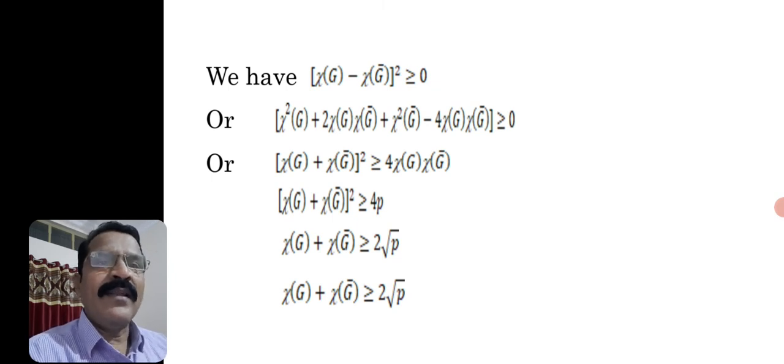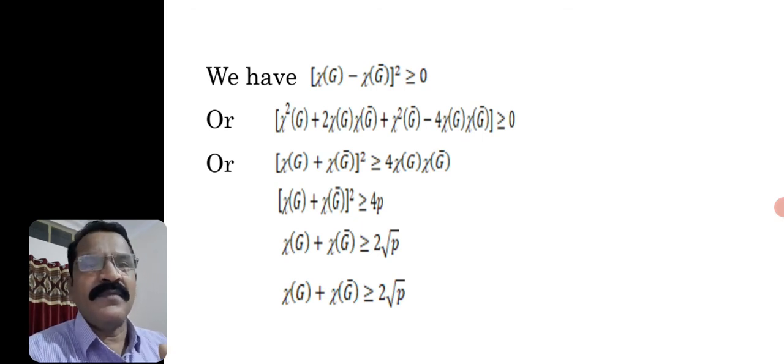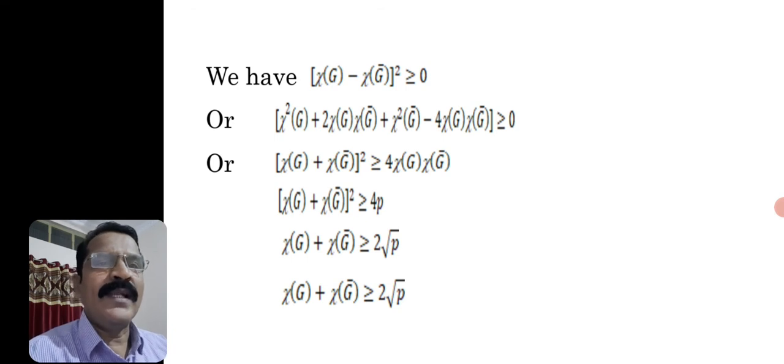Then you can rewrite with the help of a plus b whole square formula. It is the chromatic number of G plus the chromatic number of G bar, whole square, which is always greater than or equal to 4 times the chromatic number of G into the chromatic number of G bar, which implies the chromatic number of G plus the chromatic number of G bar, whole square, is always greater than or equal to 4p. Why is it p? Because the product of the chromatic numbers of G and G bar is p.